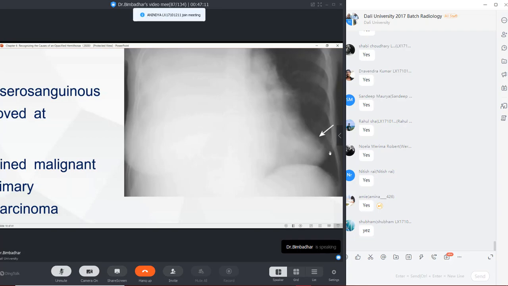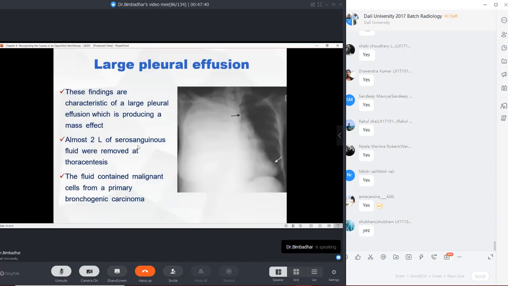There is an apical shift. This is the cardiac apex, so there is a cardiac apical shift. Now this one shows that there is a massive pleural effusion, with fluid filling, and that happens because of primary bronchogenic carcinoma. Lung cancer is the most important cause of a massive pleural effusion.